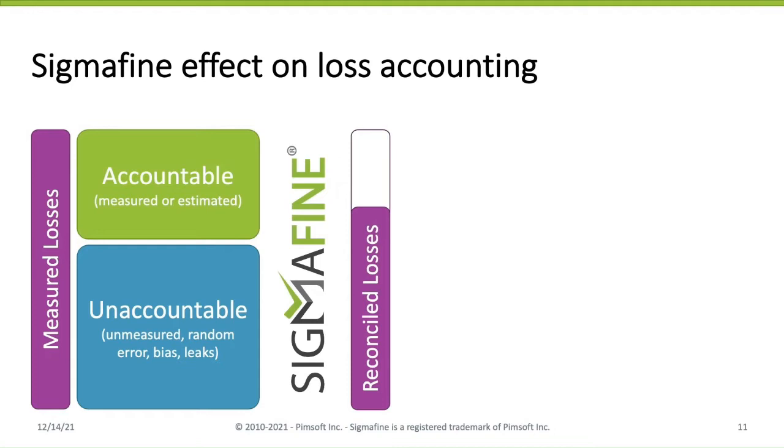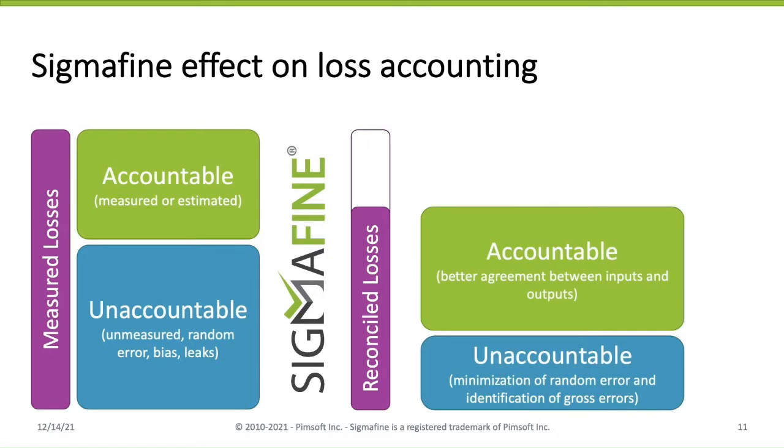The role of Sigmafine is to reduce the inconsistencies between the inputs and the outputs. At the same time, it also reduces the uncertainty of the data. Therefore, it can have a double action, both on the accountable and on the unaccountable losses. So finally, the total loss reduction turns into the economic benefit.